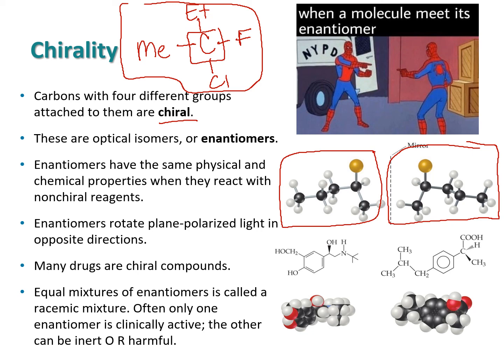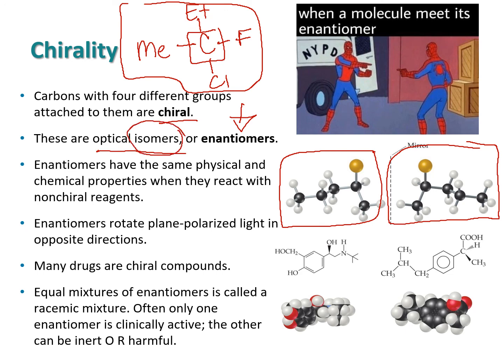And when I try to lay one hand on top of the other, it's not the same. It doesn't line up, right? One thumb sticks out one way, the other thumb goes the other way. So they're not superimposable. So what this makes them is enantiomers. This makes them enantiomers, and these are optical isomers, meaning they're isomers.